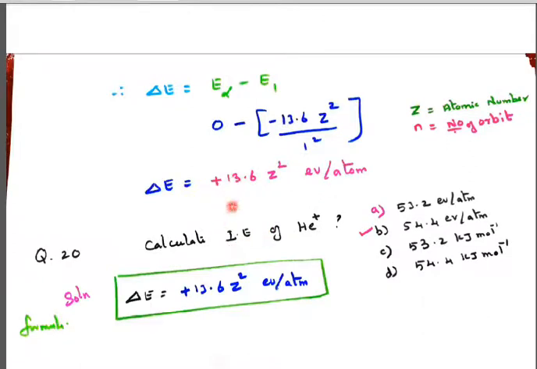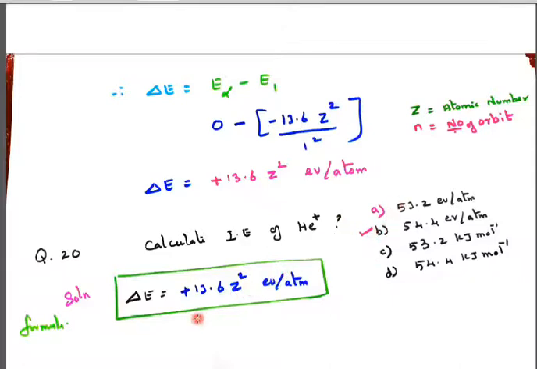Now based on this formula, one calculation. Question number 20: calculate the ionization energy of helium plus. The options given are 53.2 electron volt per atom, 54.4 electron volt per atom, 53.2 kilojoule per mole, and 54.4 kilojoule per mole. I already told you the formula. This is in electron volt per atom, so out of these two only will be our answer.